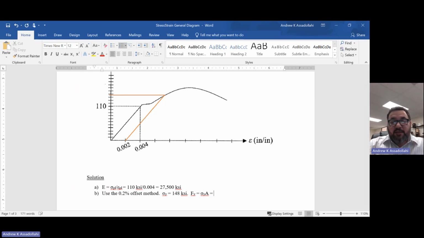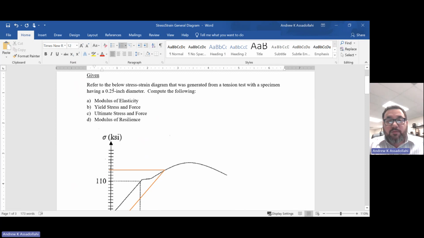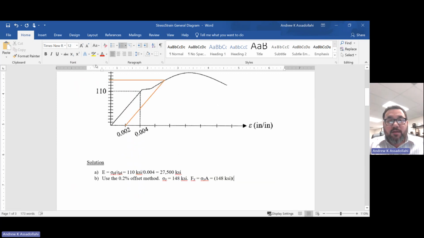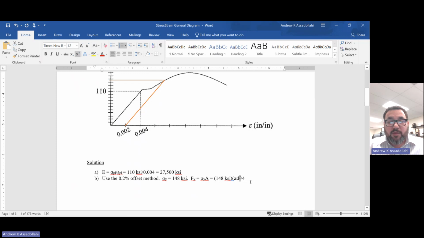And then I'm going to say equals, and I'm going to take that 148 KSI and multiply it by the area of the specimen. Now, what's the area of the specimen? Well, we can calculate it because we know it has a 0.25 inch diameter. So here I'm going to say insert symbol and find a pi. I'm going to say pi times the diameter squared over 4. For squaring, I can highlight the number, go home, and hit superscript. And again, that diameter is 0.25.